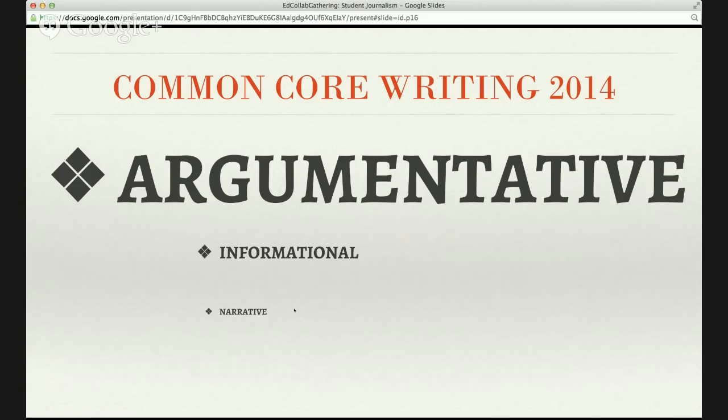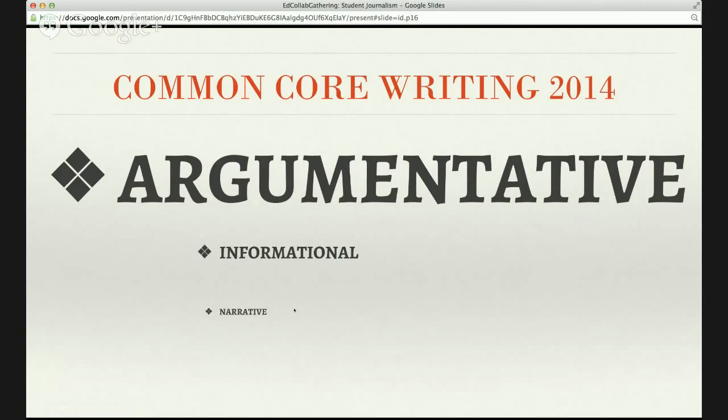The result is, though, we focus so much on argumentative writing that we leave aside these other two. And when we do, we treat them as separate chunks, as things that are to be taught completely independently. What I like about the idea of bringing journalism into your classroom is that it brings them all together.